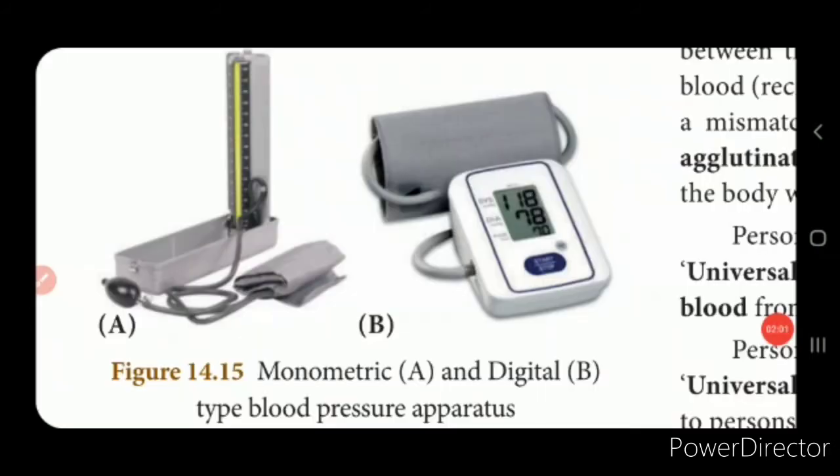Now look into the picture, children. You are very familiar with these instruments that are used to measure the blood pressure, isn't it? Now these are used to measure the blood pressure when a person is relaxing or in a resting condition. This is also used to detect the blood circulation and the working of the heart. Now these instruments, the manometric and the digital types of blood pressure apparatus, are used to diagnose whether the person has low blood pressure or high blood pressure. You can see B1 is the digital one.